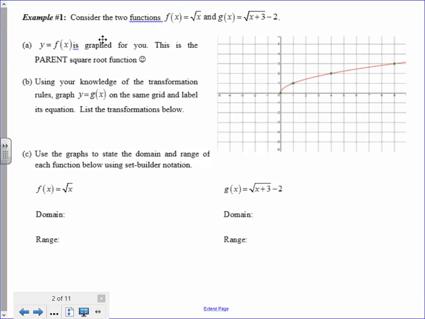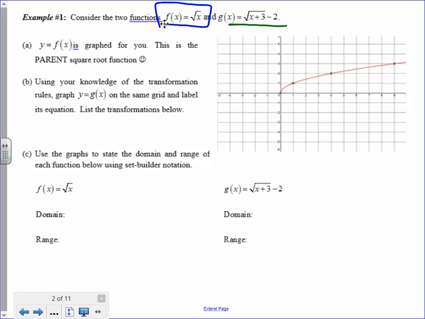Okay, so we're going to be graphing, like I said, square root function. Now, what we have here on your paper, this graph that's made is the graph of what we call the parent square root function, that is square root of x. So if you were to type square root of x into your calculator, this is the graph that you would get. Now, what we're going to do is we are going to graph on the same grid this square root function, the square root of x plus 3 minus 2.